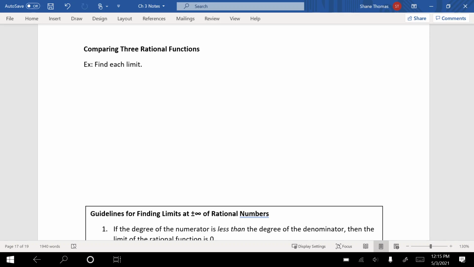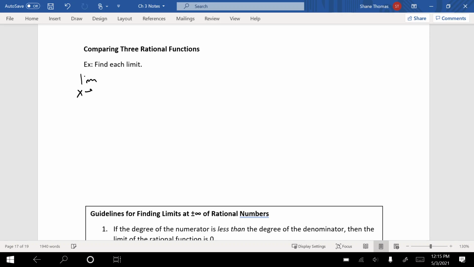All right, next one. I'm going to put 3 limits up here. They're going to be very, very similar. I'm going to do the first one, let you guys try the second one, and probably do the third one together. Sound good? All right, so first one.